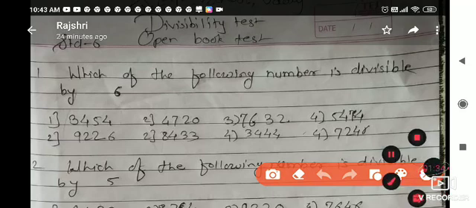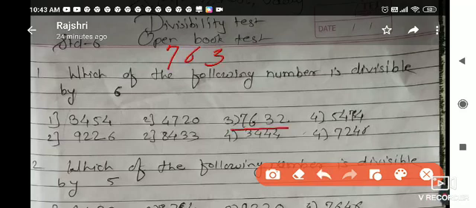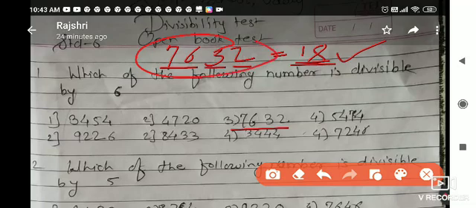It is there for you in the syllabus. And what is the divisibility test of 9? Sum of the digits. For example, suppose we take this number, 7 6 3 2. If you add all the digits, 6 plus 7 is 13, 13 plus 3 is 16, 16 plus 2 is 18. Now 18 is divisible by 9, because 9 ones are 9, 9 twos are 18. So this number is divisible by 9.